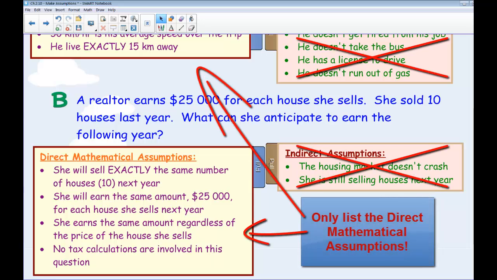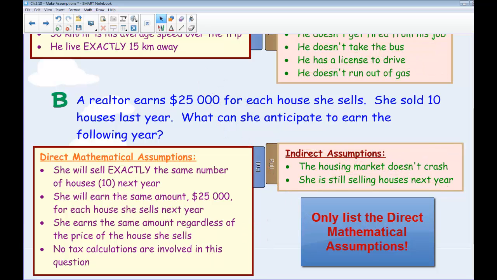So just make sure that these are the kinds that you list when you're asked these kind of questions on a test or a quiz, and that you don't duplicate the same one in different words, that kind of thing.